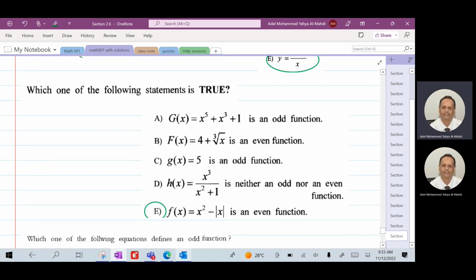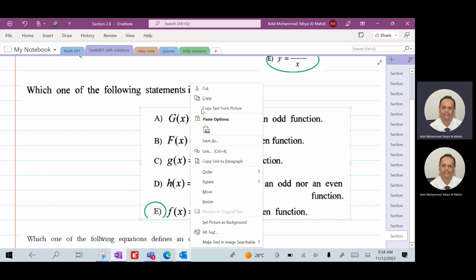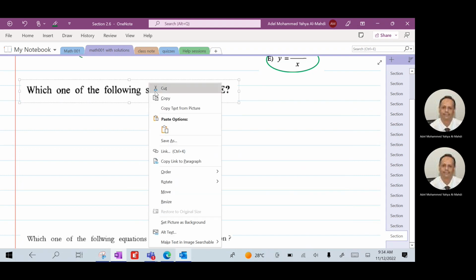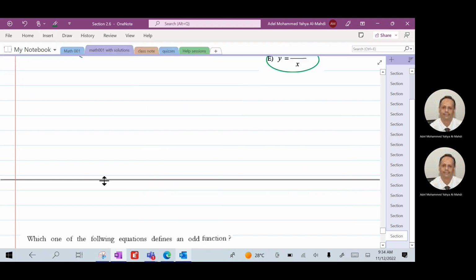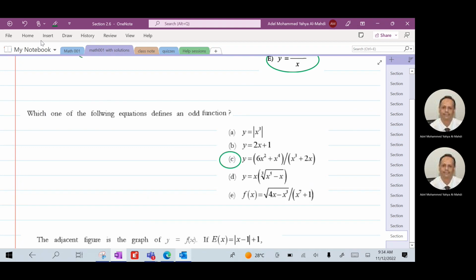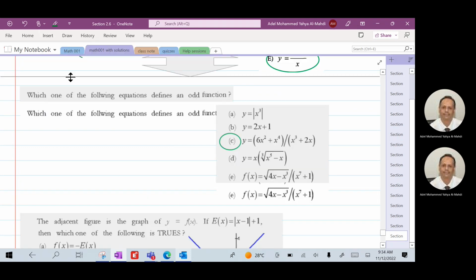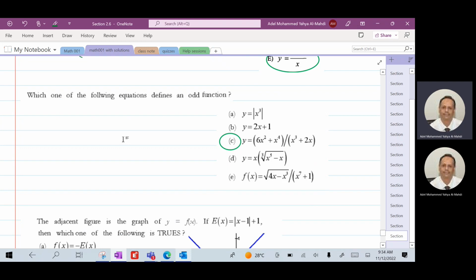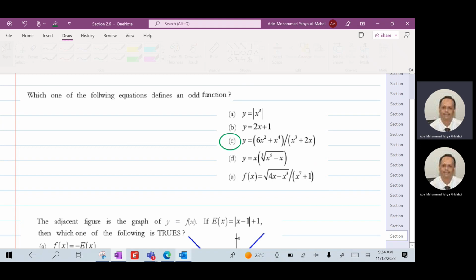So here, even odd, it is a kind of repetition. The last one is clear, it is even. So maybe, yeah, I think we did the same. Yeah, exactly. This one is repeated. This one is the same. I will prove why C is the answer: which one of the following is odd? C is an odd function. And you can test the others.